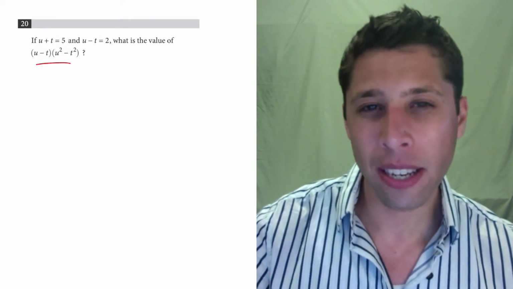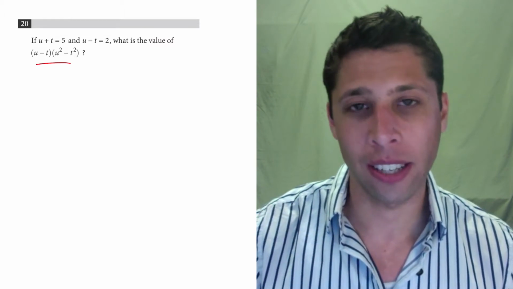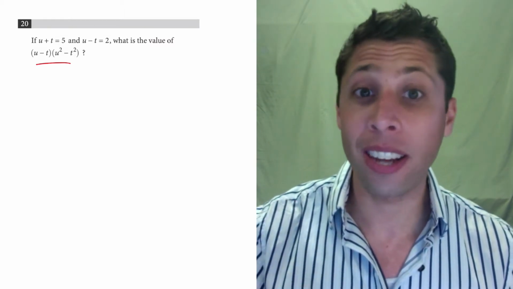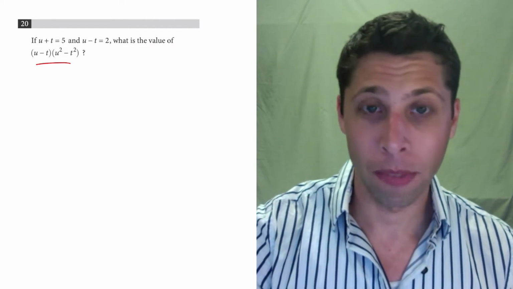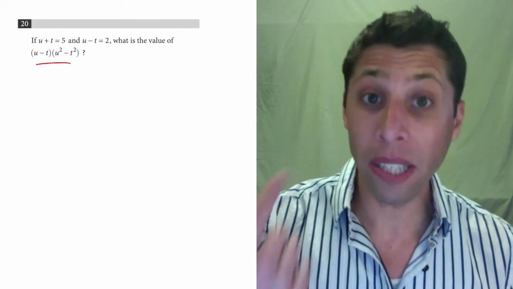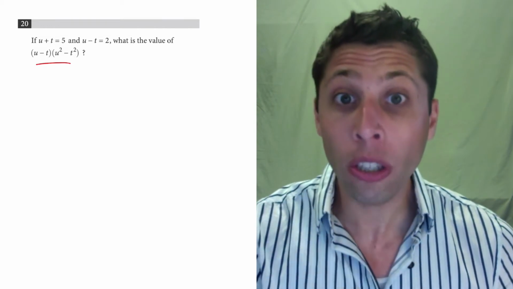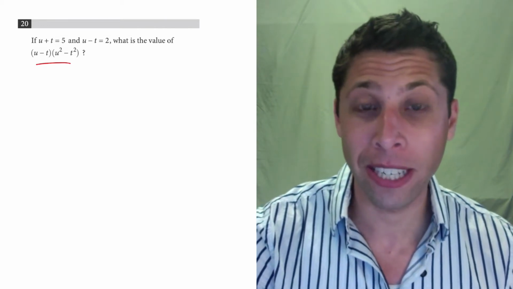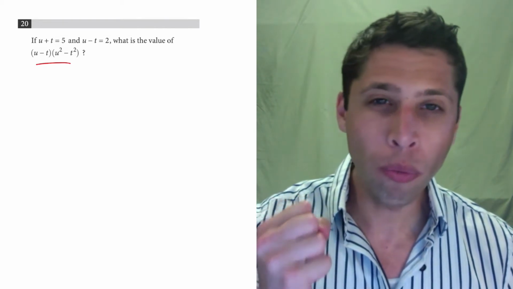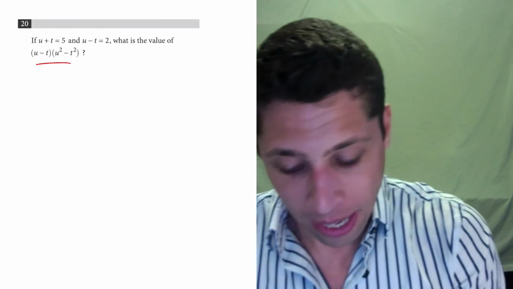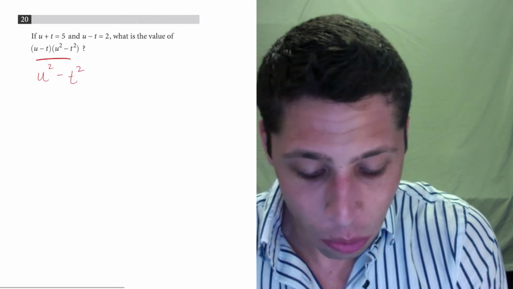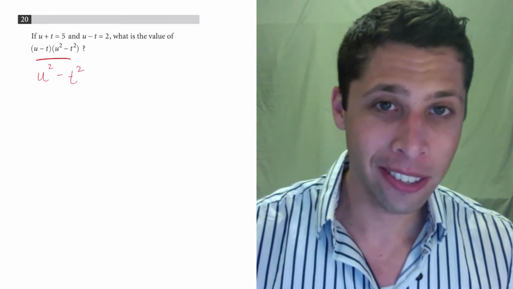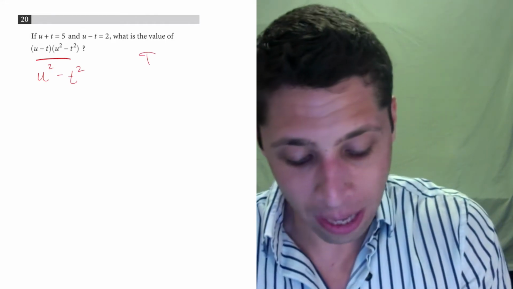However, on the SAT, kind of like in question 19, there are places where it doesn't really make sense for us to solve for the variable, either because it's inefficient or because it's just downright impossible. We could solve for u and t here. It's just inefficient. Because what we really want to see is that this u squared minus t squared that they gave us is actually one of those examples of dots.